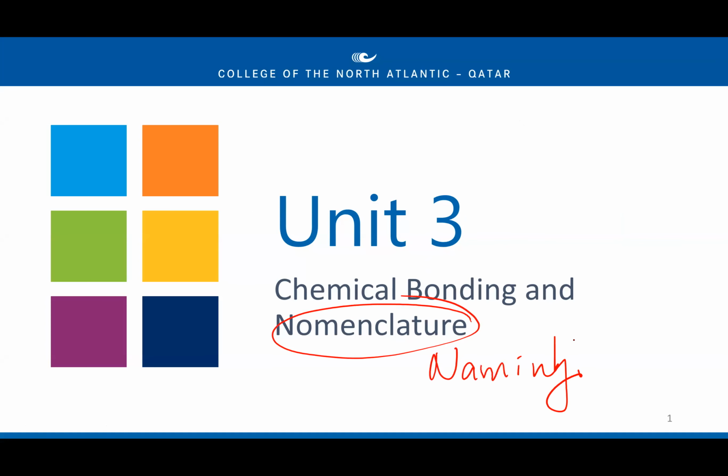So by the end of this chapter, or unit, you will learn how chemical bonds are formed. We're going to look at things like states of matter. And then most importantly, by the end of this chapter, you will learn how to name ionic and covalent molecules, acids, bases, ionic compounds, molecular compounds.